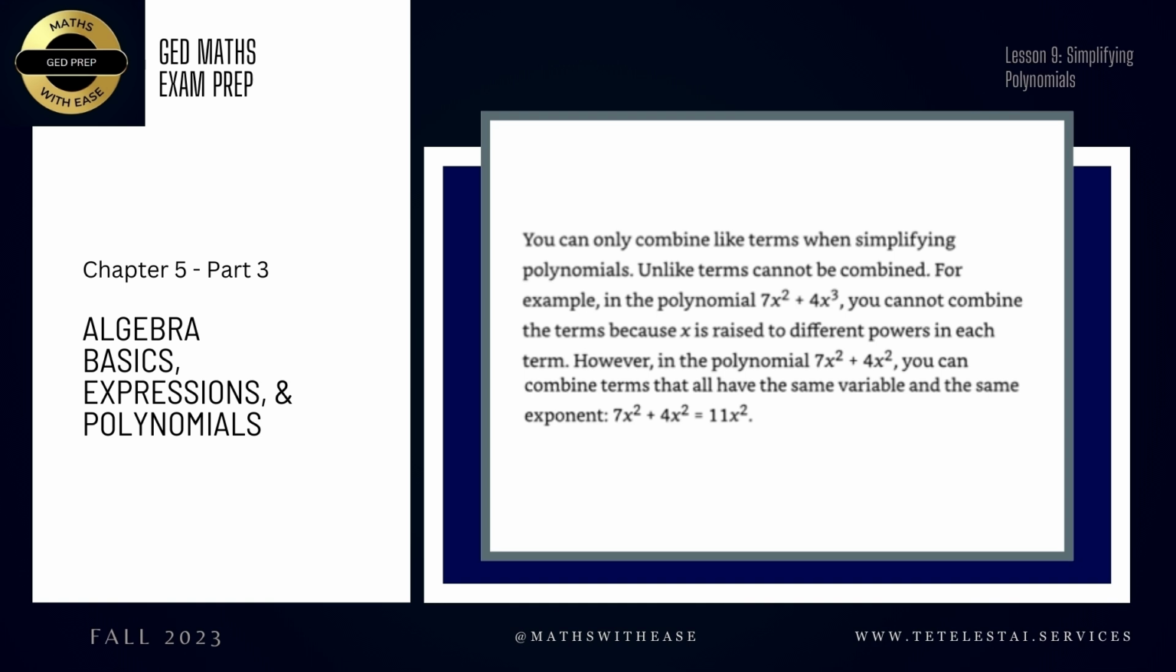You can only combine like terms when simplifying polynomials. Unlike terms cannot be combined. So for example, in this polynomial, 7x squared plus 4x cubed, you cannot add these two terms together because the powers on both terms are different. However, with this example, 7x squared plus 4x squared, you can combine the terms that all have the same variables and the same exponent. So 7x squared plus 4x squared turns out to be 11x squared.